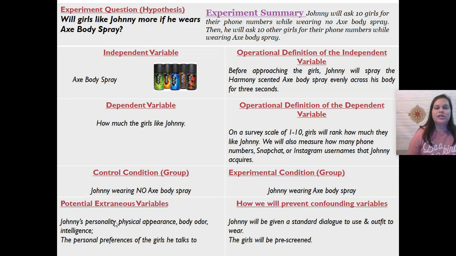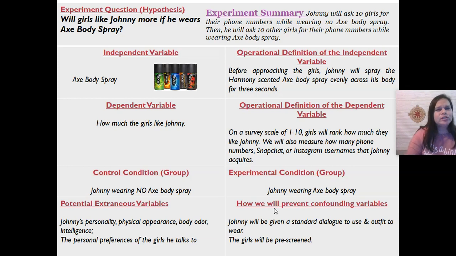We see those things happening ahead of time so we can plan for it. So how will we prevent confounding variables? Johnny will be given a standard dialogue, so he's going to say the same thing to every single girl, and maybe his personality won't even show through. Maybe we're going to give him a standard outfit that he has to wear, and his hair will be the same as he approaches all the girls. We'll try to make sure that he showers before he does this, so he's a neutral smell before he applies the Axe body spray.